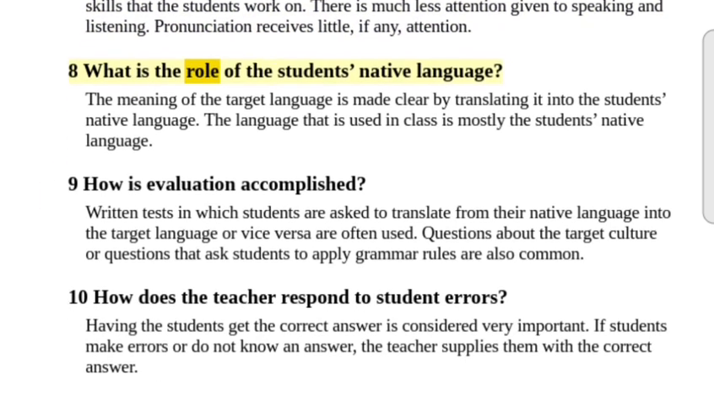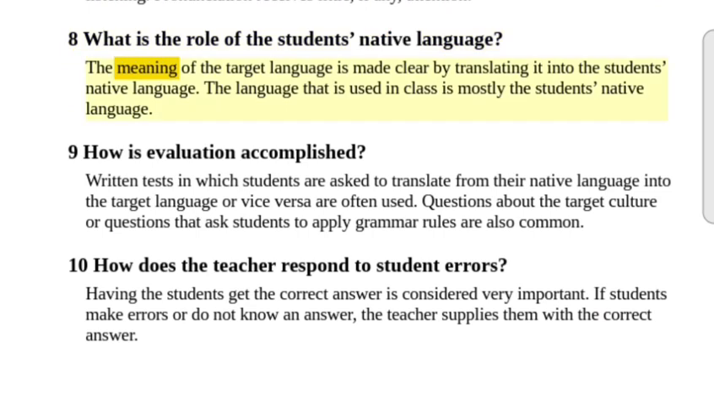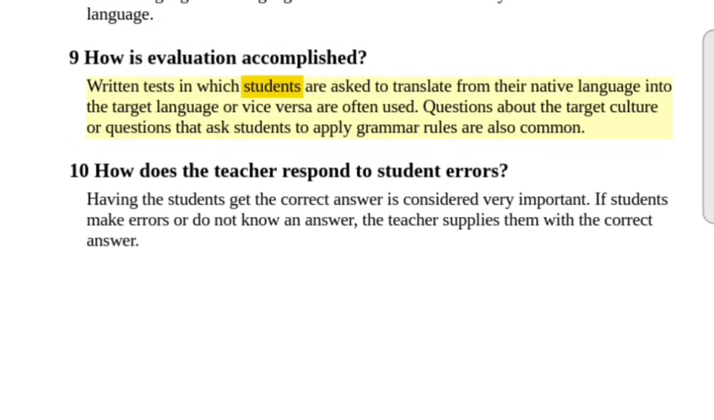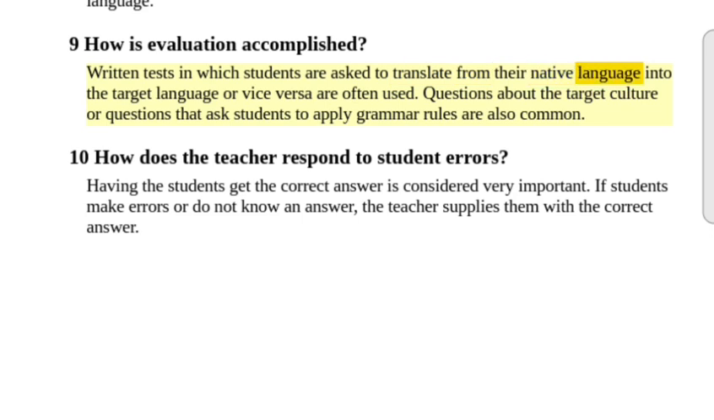8. What is the role of the student's native language? The meaning of the target language is made clear by translating it into the student's native language. The language that is used in class is mostly the student's native language. 9. How is evaluation accomplished? Written tests in which students are asked to translate from their native language into the target language or vice versa are often used. Questions about the target culture or questions that ask students to apply grammar rules are also common.